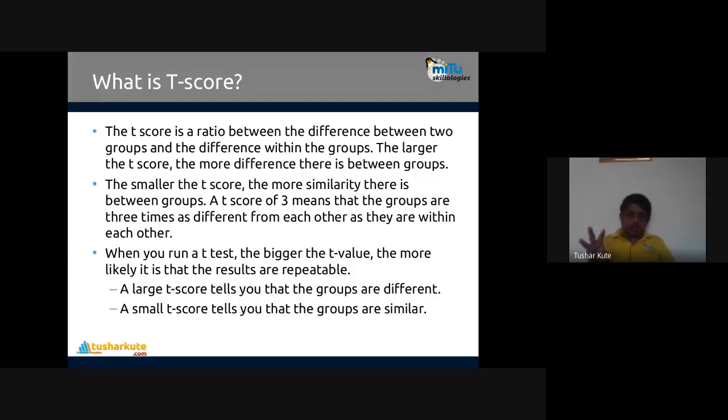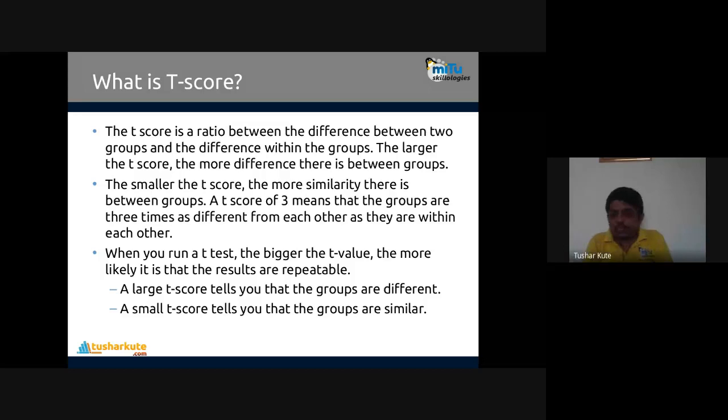The t-score is identified using a t-test, and it defines how close the results are together. When you run a t-test, a bigger t-value means it is more likely that the results are repeatable. So it should be as great as possible. A large t-score tells you that the groups are different, and a small t-score tells you that the groups are similar. This is the idea of the t-score.